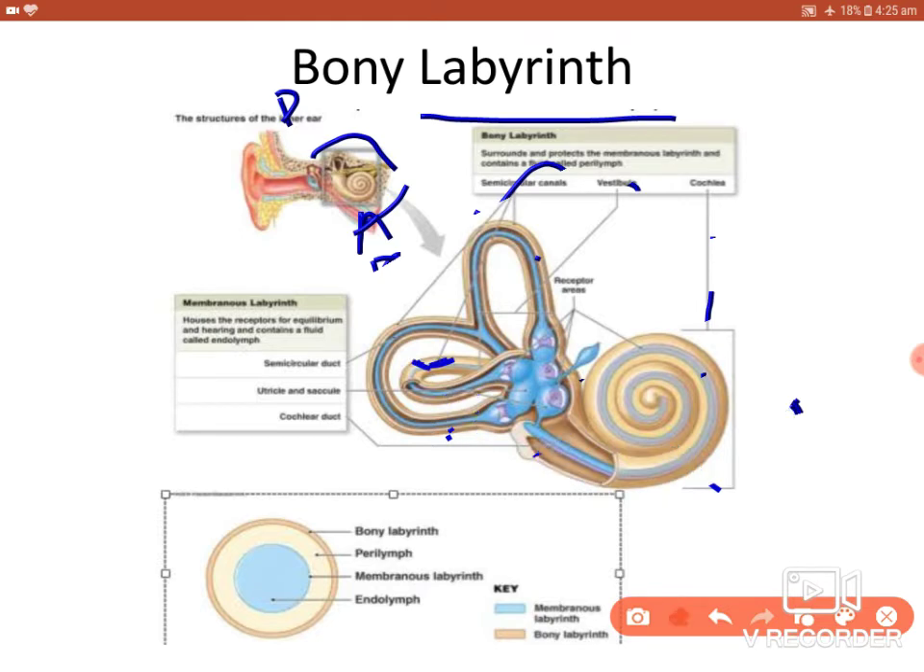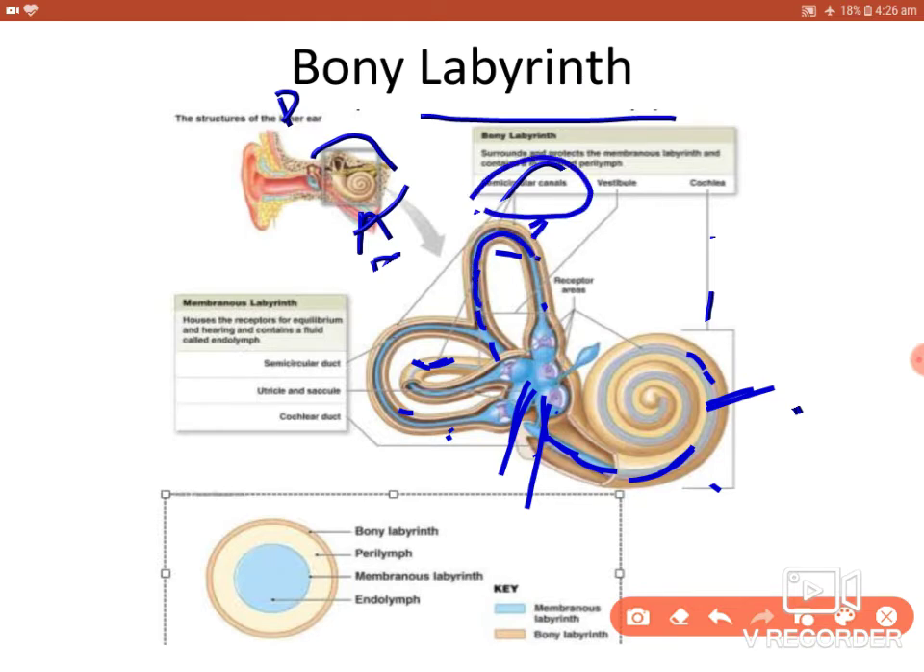Then inside this bony labyrinth, you can see the membranous part. These bluish structures are the membranous part, which consists of ducts and their dilations. Inside the cochlea, this is the cochlear duct. Inside the vestibule, these dilations are the saccule and the utricle. These are the semicircular ducts, which lie inside the semicircular canals.